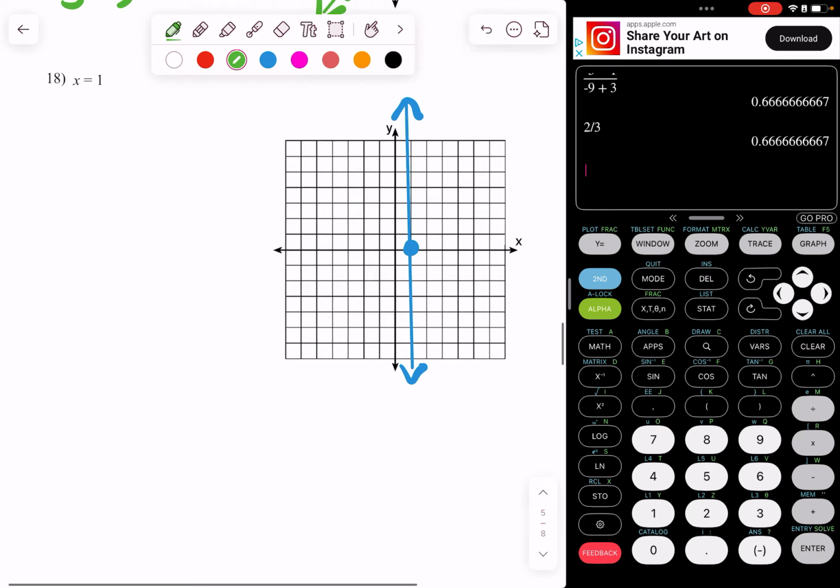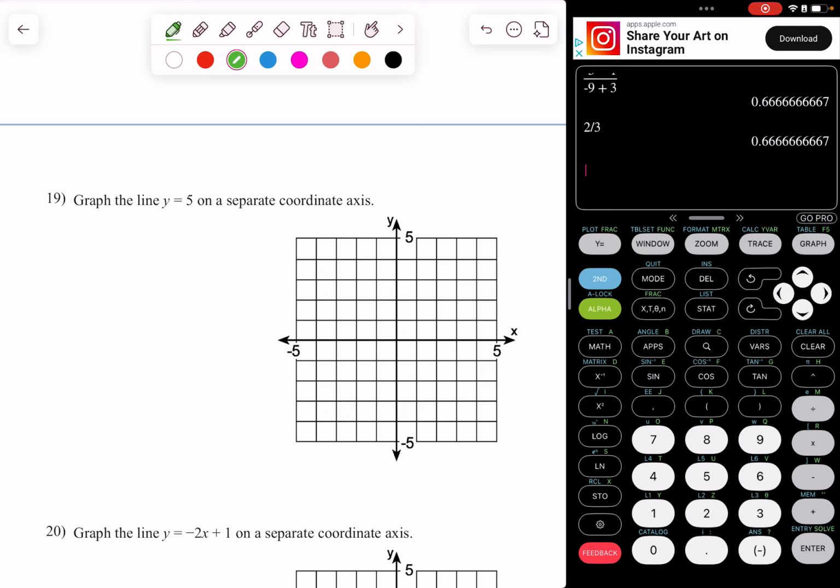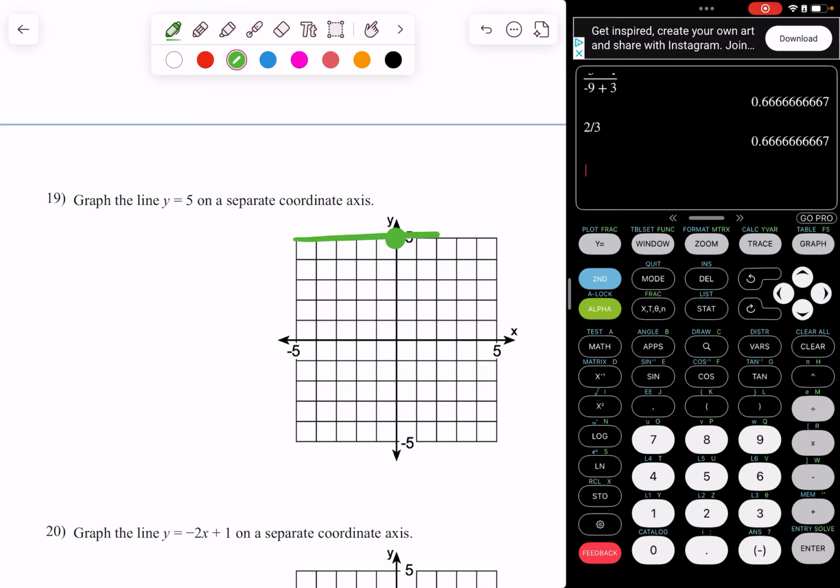All right, 19. Graph y equals 5 on these axes. To get to y equals 5, you would go up 5 and put a point. And then you're going to make a horizontal line so it goes through that point.